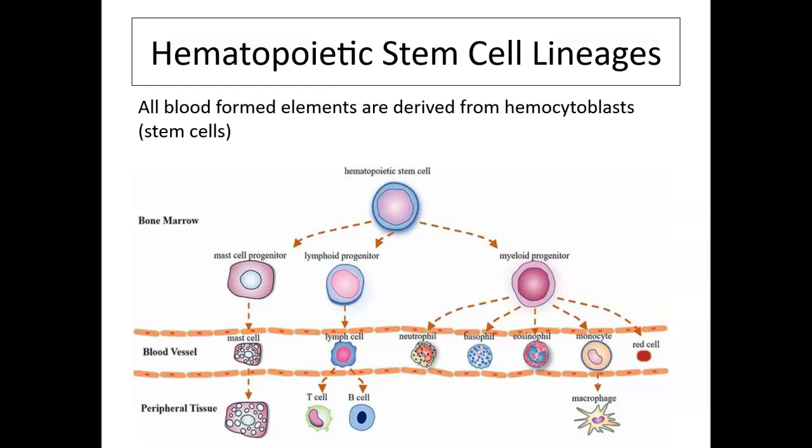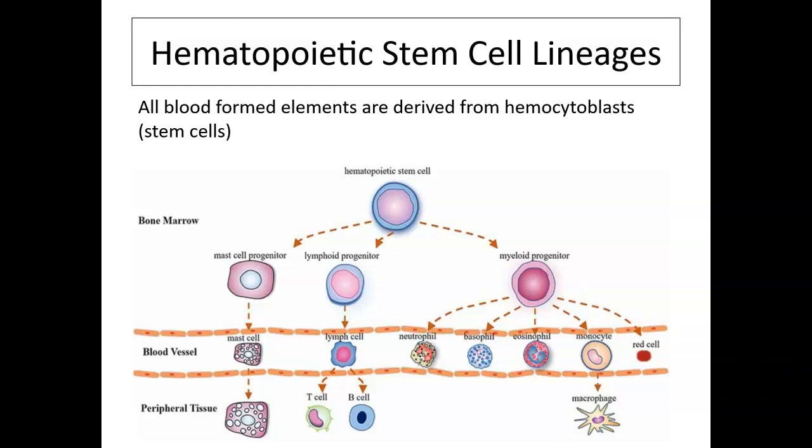The lineages are as follows. The myeloid line forms the red blood cells, monocytes, all granulocytes, and platelets, and the lymphoid lineage is where T cells and B cells originate. This is a simplified diagram and a good place to start when learning how these cells develop.